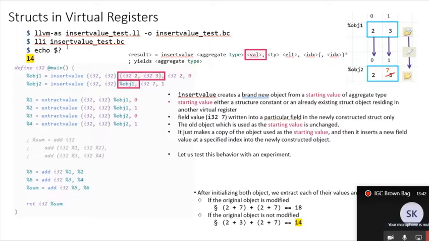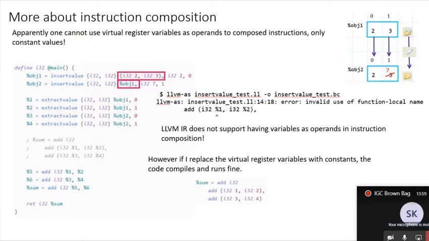And if we run this code, we return the sum and we echo what the return value is, we see that it is 14, confirming our experiment that only the new object is being modified here. And this is a very important point. Now, next point here.